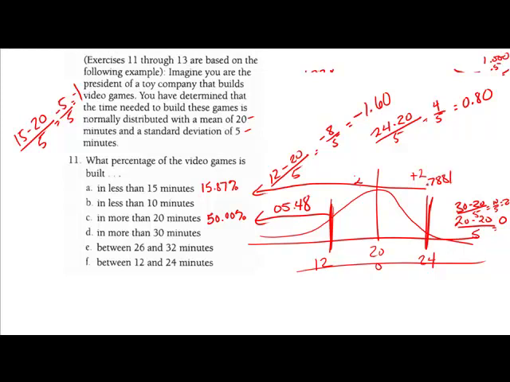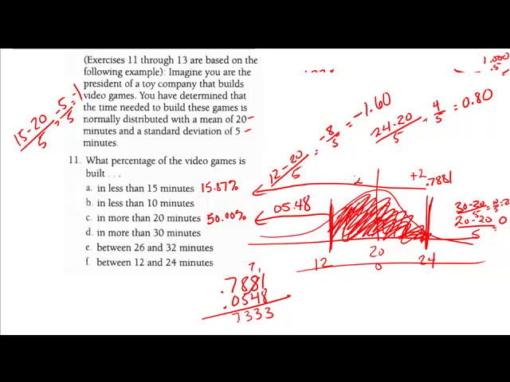Now the question asked me between 12 and 24 minutes. So how much is the area between these two? So I'm going to take my .7881 and I'm going to subtract my .0548. And I'm going to say that between 12 and 24 minutes, 73.33% of the video games are made.